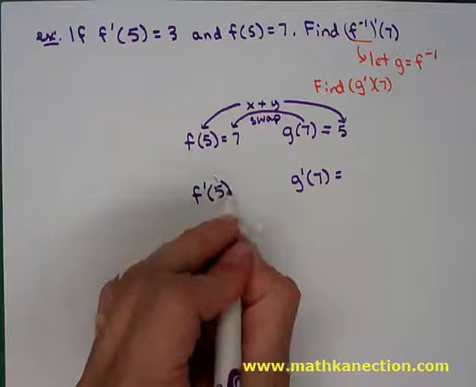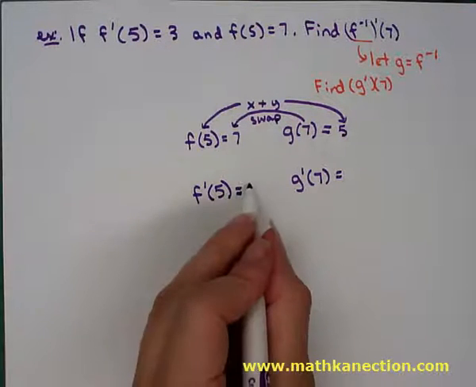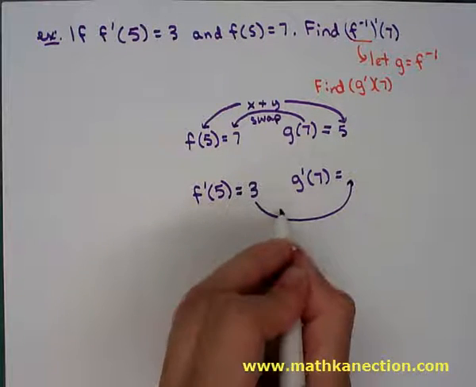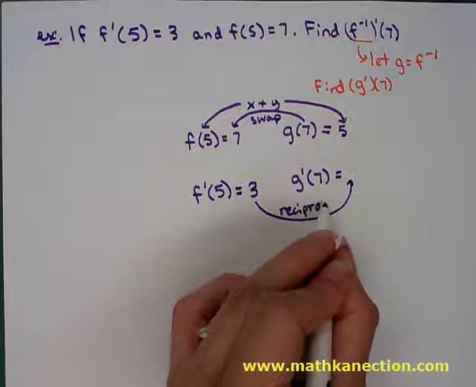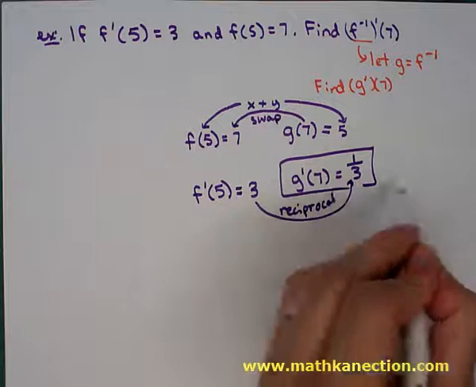And we'll get the derivative of f at 5. Again, from the given information, f prime of 5 is equal to 3. And then reciprocal the f prime of 5 to get g prime of 7. So g prime of 7 is equal to 1/3.